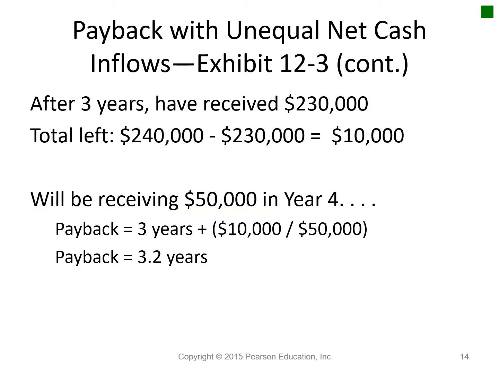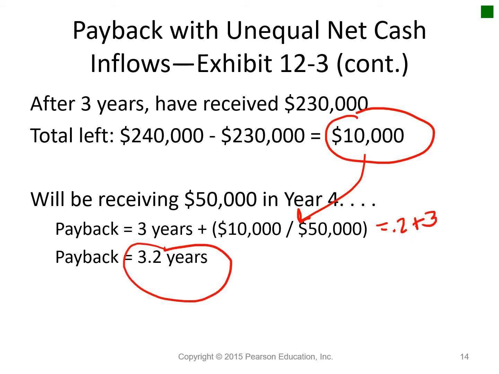So like I just said, go back to the previous slide, but notice you get to that year 3, you had $10,000 left. You just take that 10,000 divide by year 4's 50,000, that equals 0.2. You add that to the 3 years, so you'd say your payback period is approximately 3.2 years.